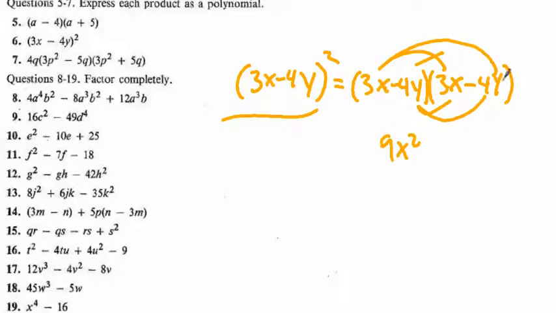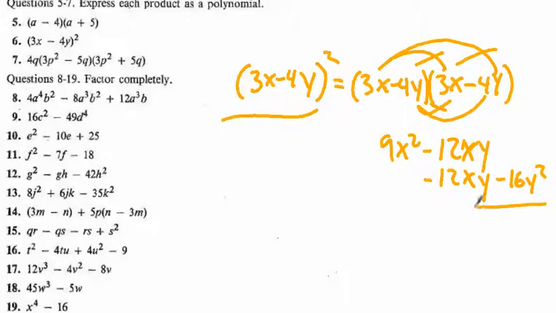3x times negative 4y is negative 12xy. Cross it out because you did the multiplication. Negative 4y times 3x is negative 12xy. And then cross it out because you did it. Multiply this out again, and you will get negative 16y squared. Combine the similar terms, and you get 9x squared minus 24xy minus 16y squared.